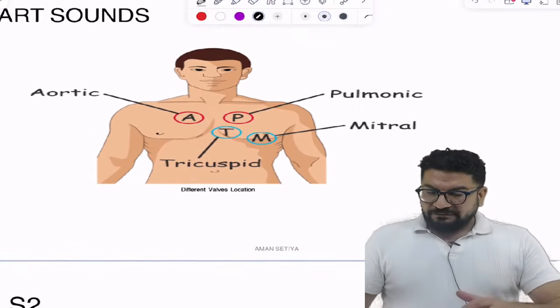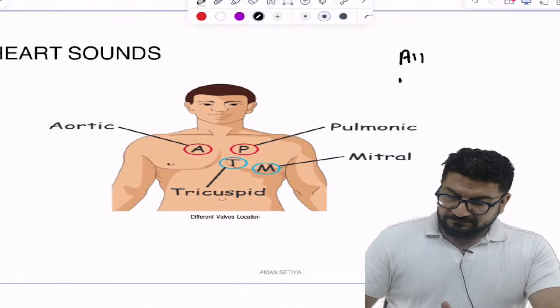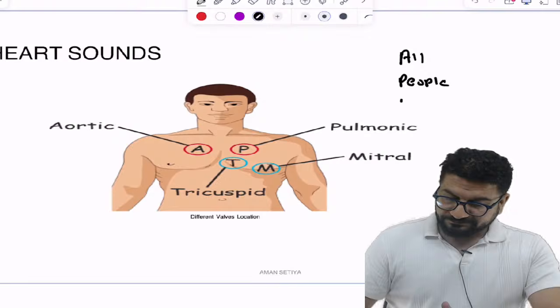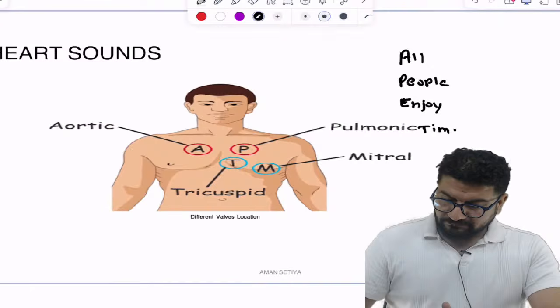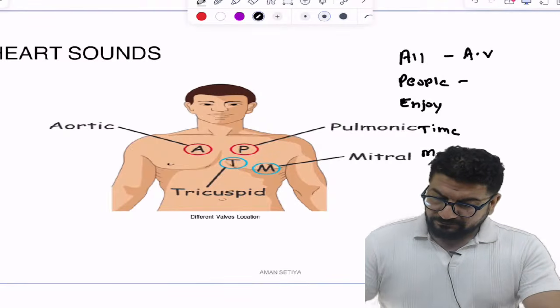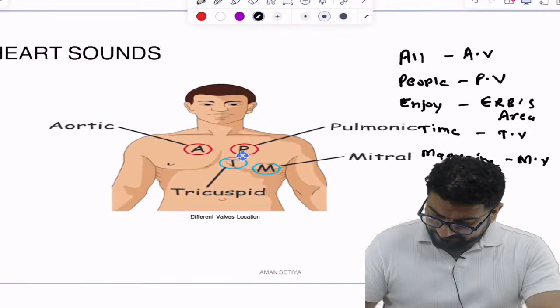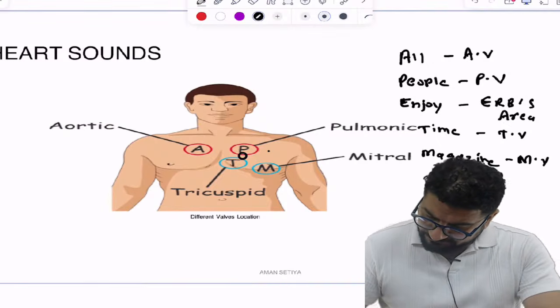Okay, now coming to heart sounds. They ask this in exam. The question is asked repeatedly in exam, based on location of valve. So just remember, "All People Enjoy Time Magazine." All People means aortic valve, pulmonary valve. Then we have Erb's area, then we have tricuspid valve and mitral valve. So here will be Erb's area. So this will be the Erb's area.